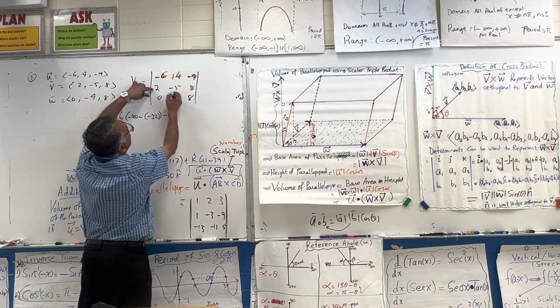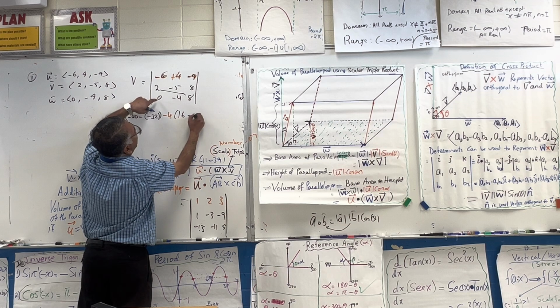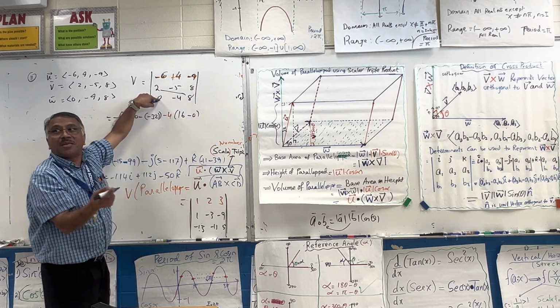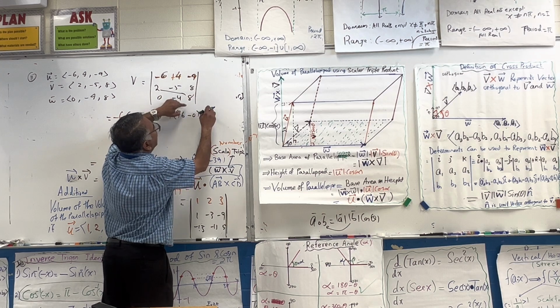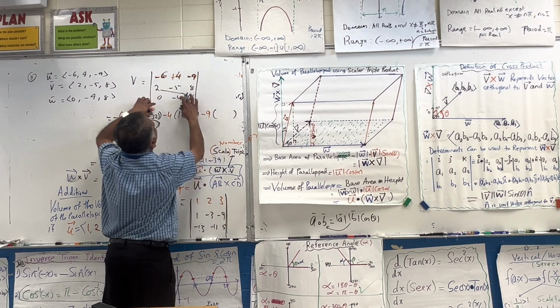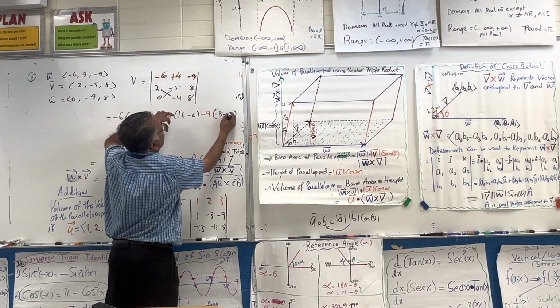So negative 4 and what is this? 2 times 8 is 16 minus 0, correct? Because the moment you have a 0, that's good news. Nobody saying yes, it's okay. They don't like me. Then that's minus 9, and then again you multiply this and this, right? So 2 times negative 8 minus 0. Agree?